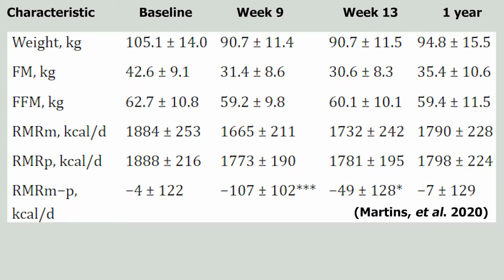You can see that at the 9-week time point, after the weight loss was complete, the adaptive thermogenesis was 107 calories per day on average between all of the participants. By week 13, after 4 weeks of weight stabilization, this had been cut roughly in half. And by the 1-year time point, after a relatively small amount of weight regain, this had dissipated pretty much completely. And thus, this study provides evidence that as time goes on and you maintain a new lower body weight, the adaptive thermogenesis component will go away and become completely negligible.